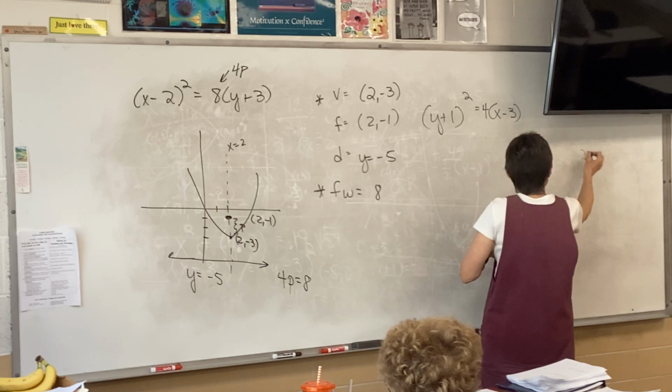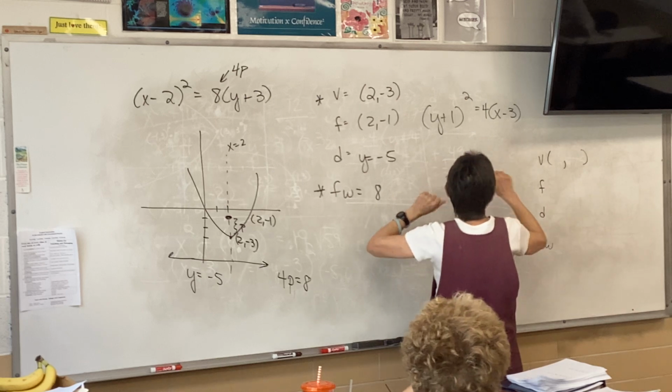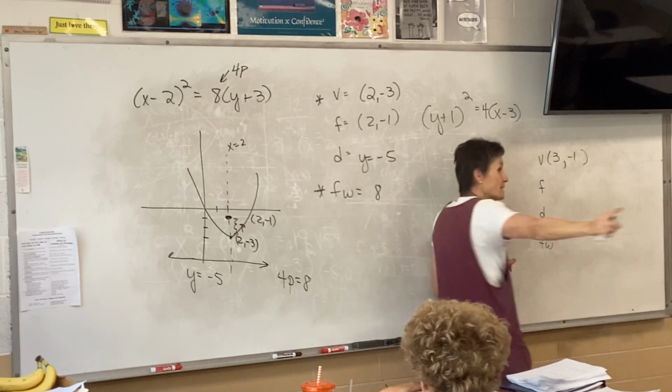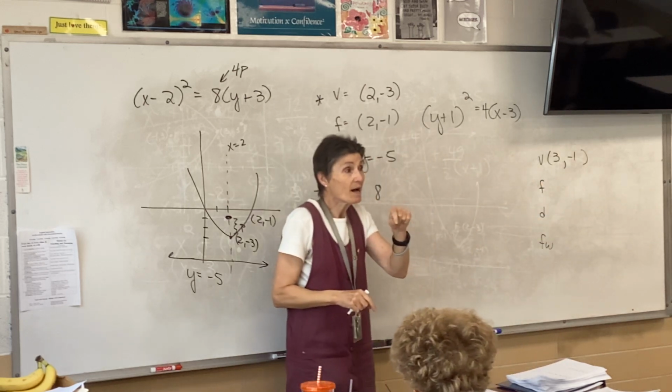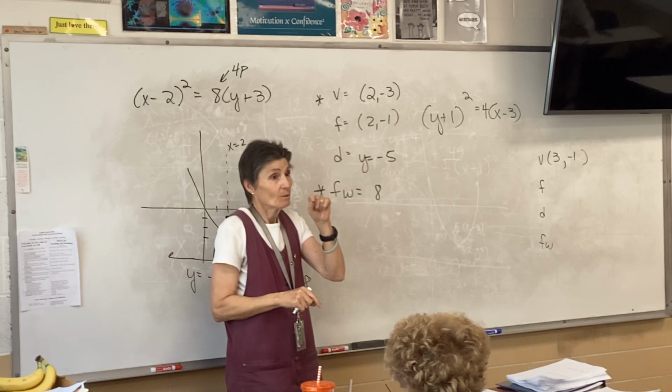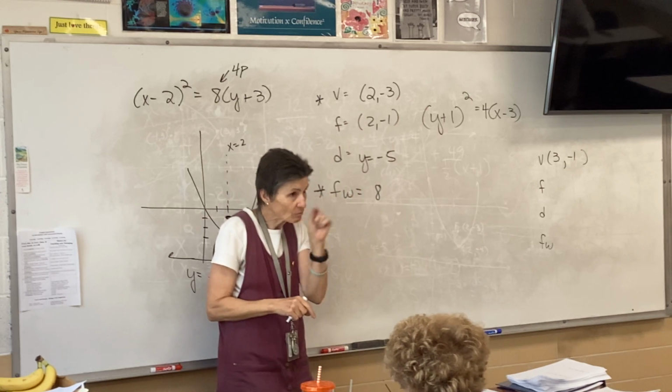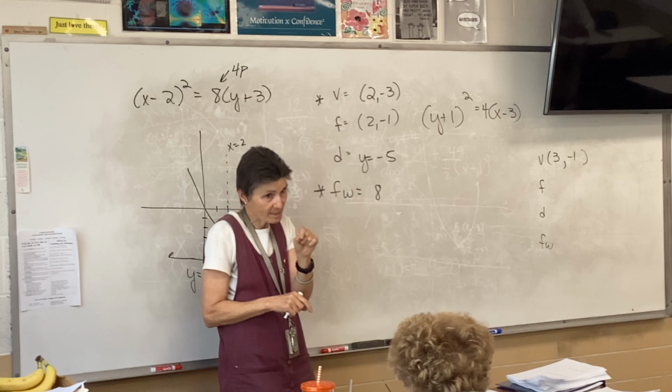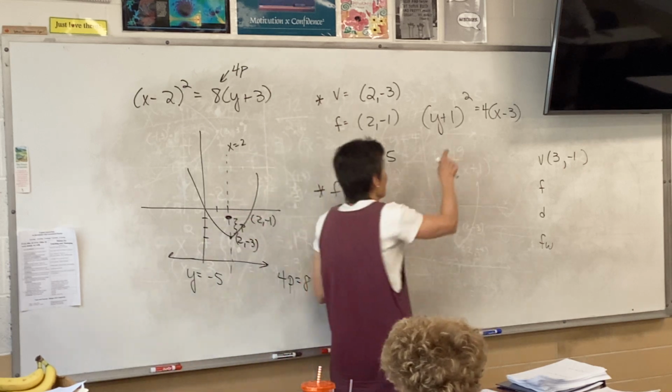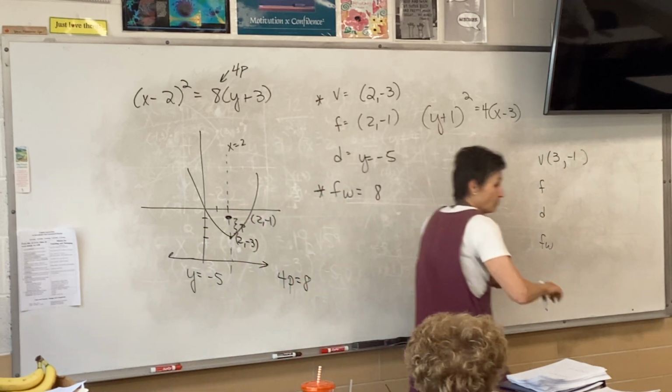The vertex is 3, -1. Very good. Sometimes we don't pay attention and we get those flipped around. Always the x number first. So 3, -1.